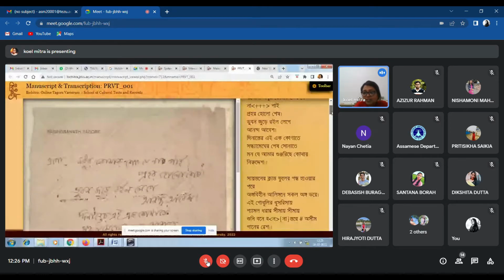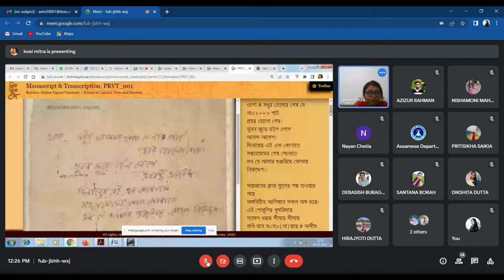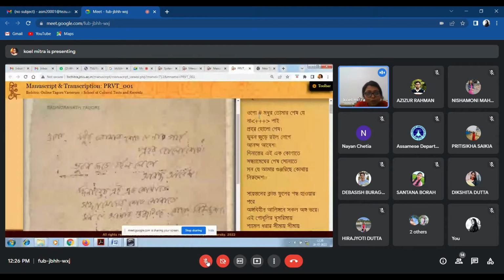Otherwise, it would have been easy only to read this from some internet resource or some typed book. But the point is, how would you look at what has exactly happened? After Na, he was probably going to write Nai. Probably Rabindranath was going to write Ogo Modhur Tomar Shesh Je Nai Pai. Then he struck off the E, which is why it's still marked over here, that something has been struck off.